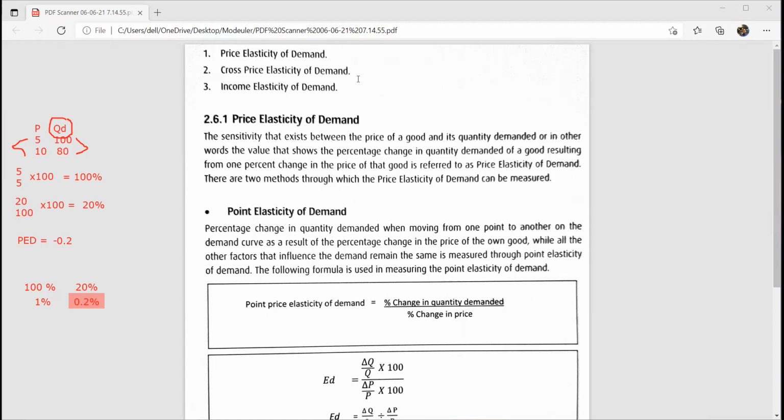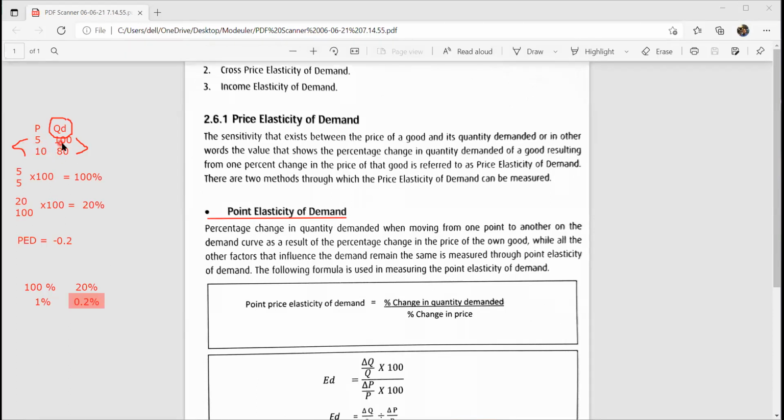Then the price elasticity of demand of a good like this can be categorized into two. One is point elasticity. Point. Actually, we look at the value of PED in a particular point. Right now, I considered price 5. So it is called point elasticity.